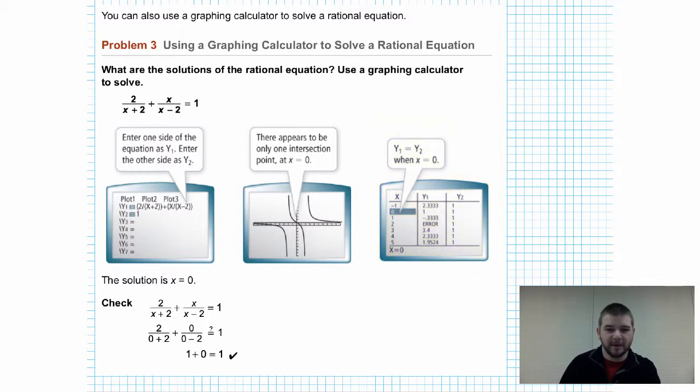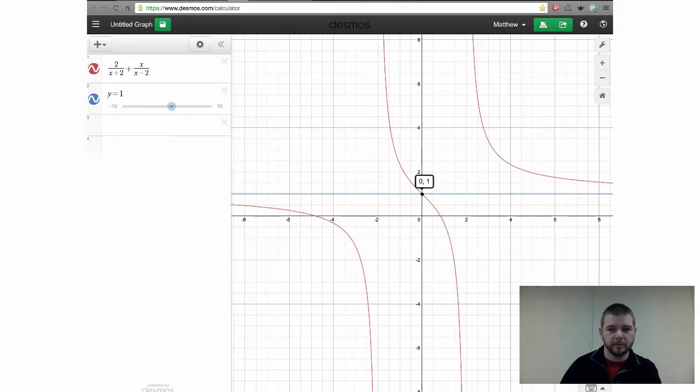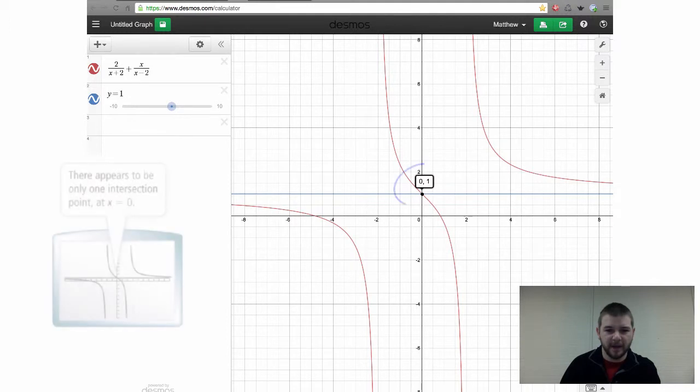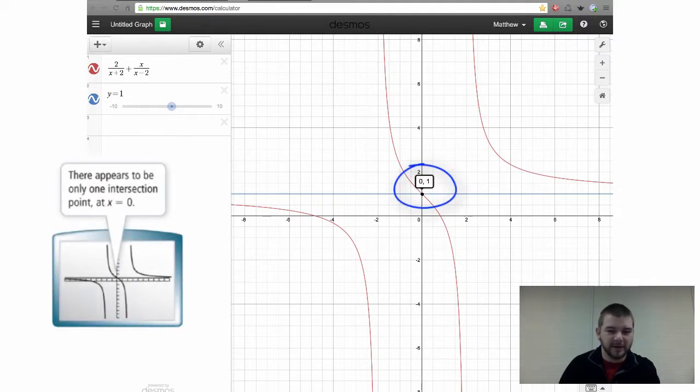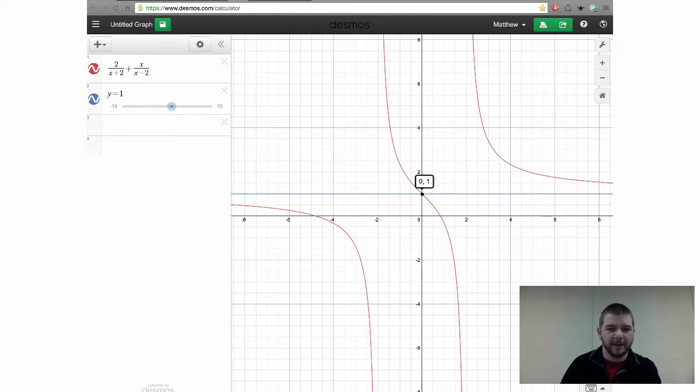This can also be done on Desmos. You can see I've graphed the function on Desmos, or the two functions. We have something that looks very similar to what was seen on the graphing calculator. Now, I've already clicked on the point of intersection at (0, 1), but I want to show you how to open up a table in Desmos, much as you were shown how to do that on your graphing calculator.